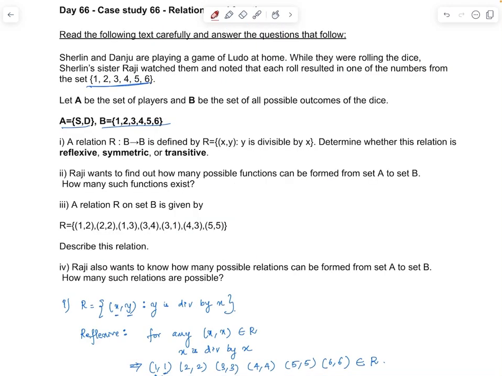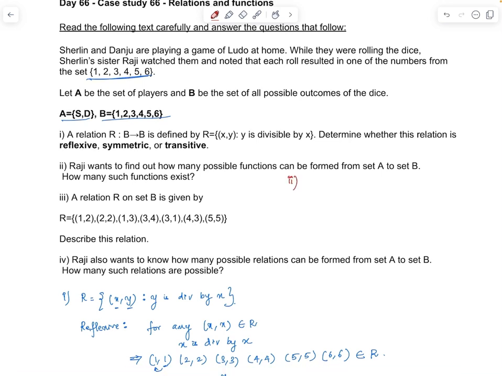Question 2. Raji wants to find out how many possible functions can be formed from set A to set B. How many such functions exist? Number of functions is equal to n(B) to the power n(A). n(B) is 6 raised to the power 2, which is 36. So there are 36 possible functions from set A to set B.